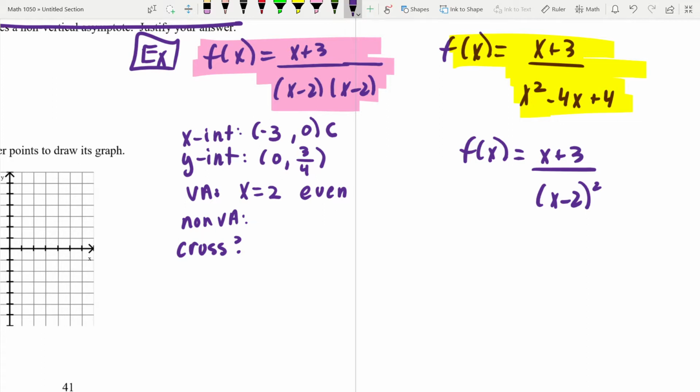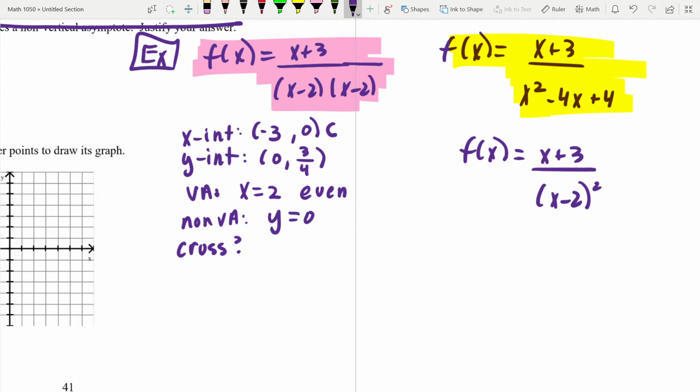We're going to start with horizontal. How do you find horizontal? Biggest over biggest. Is it x over x? No, it's what? x over x squared. The bottom's bigger than the top. Is that 0 or is that none? It's y equals 0. Yep, y equals 0.